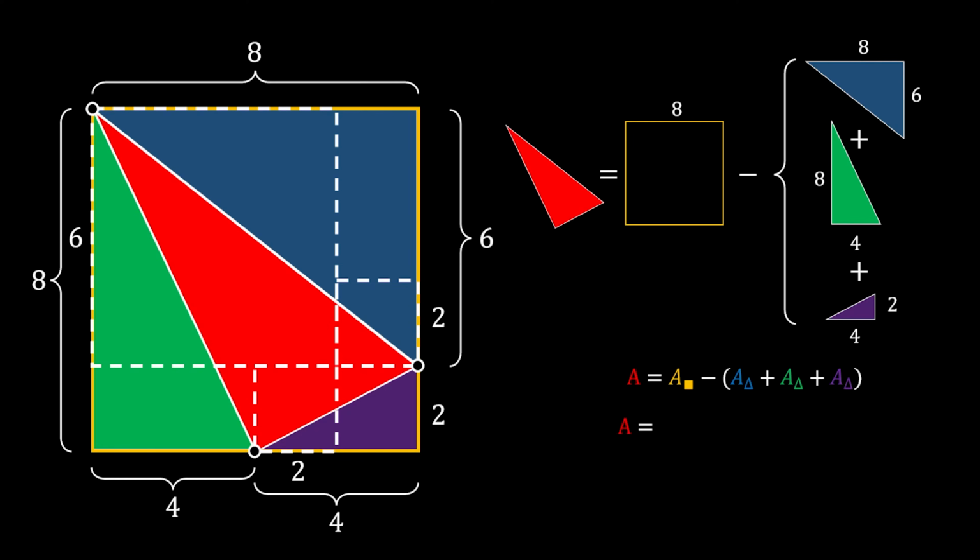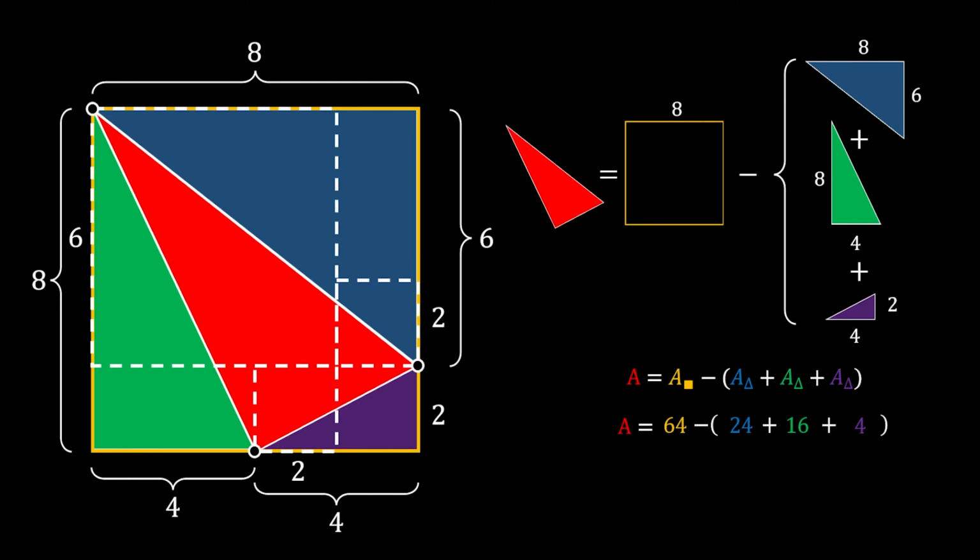Now we can continue on by substituting our values. So the area of our yellow square is equal to 8 squared minus the combined areas of our 3 right triangles. So in our case, for the blue triangle, that is 8 times 6 over 2, for the green triangle, that is 4 times 8 over 2, and for the purple triangle, that is 4 times 2 over 2. Now we can work through this and get the following.